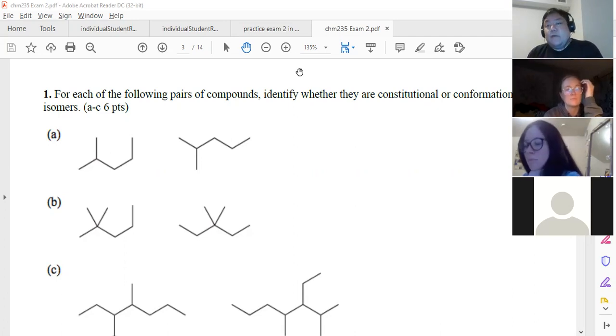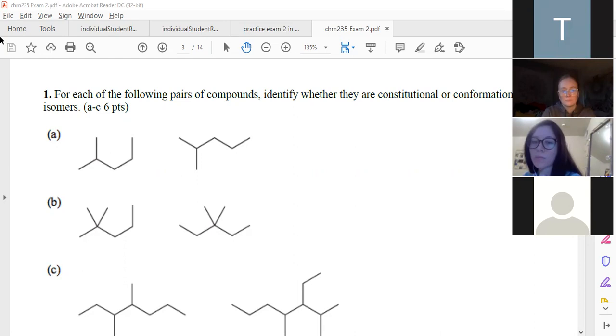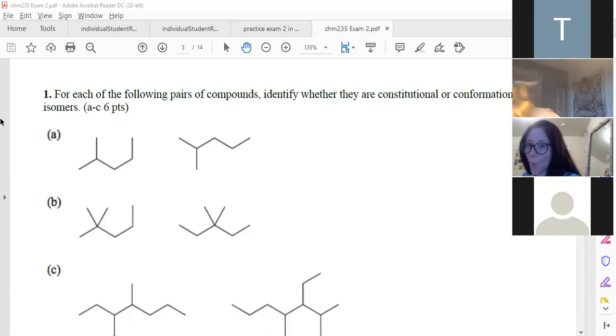So the easiest way, if you get stuck in a problem, do you guys have a strategy to figure out if something's a constitutional isomer or a conformational isomer? I usually count the number of carbons, and that's it. Yep. So in this problem, if you only have two choices, you don't have to worry about that. If one of your options is neither, then yes, count the carbons. That should be the first thing you do. Also, the easiest thing you can do is name the compound. If you name the compound, you end up with the same name.